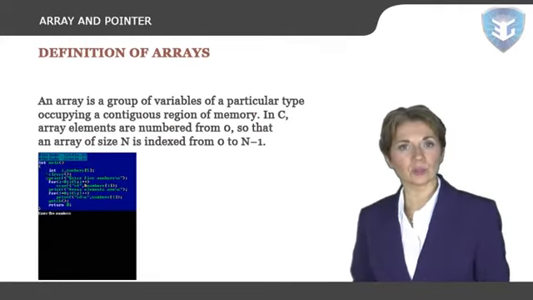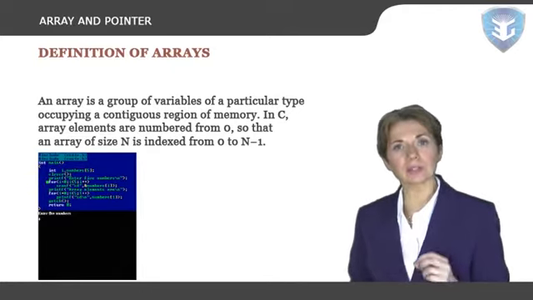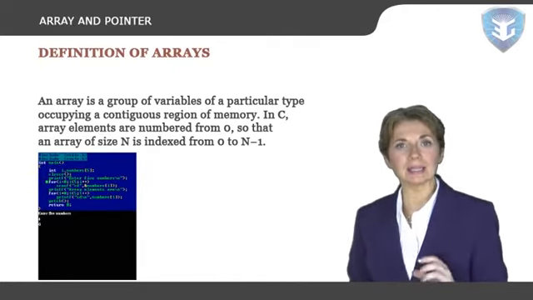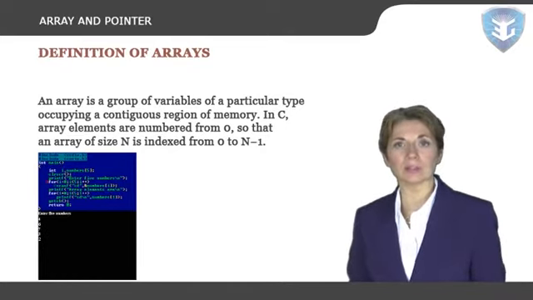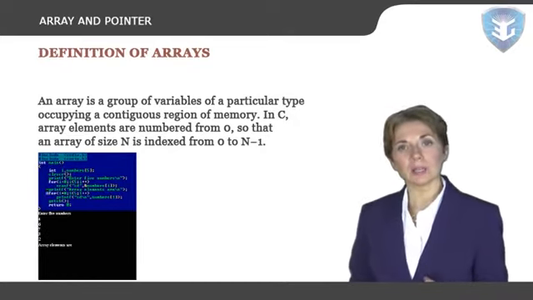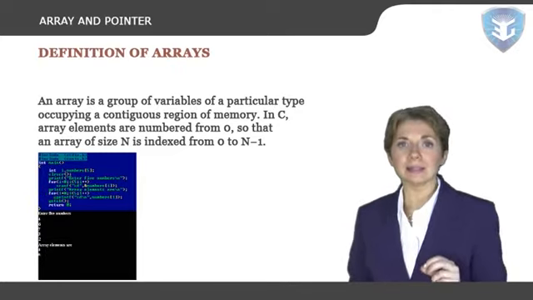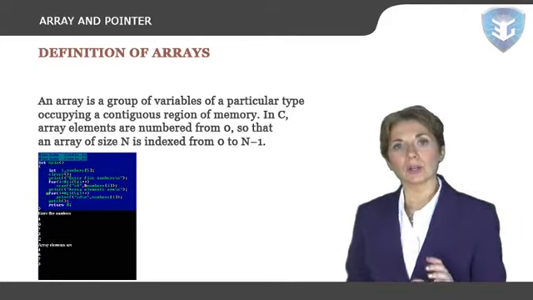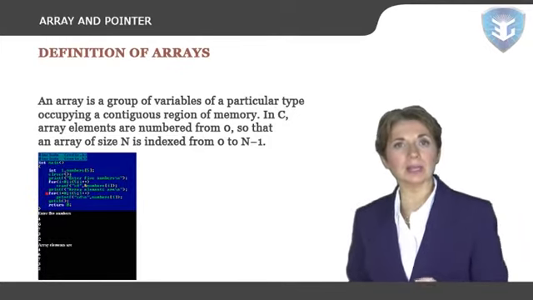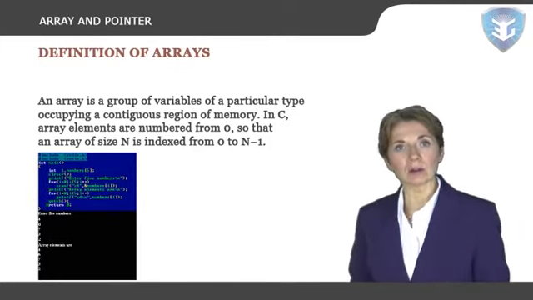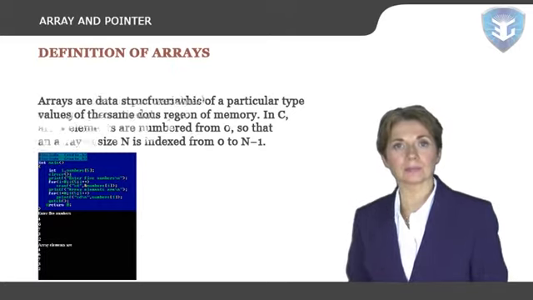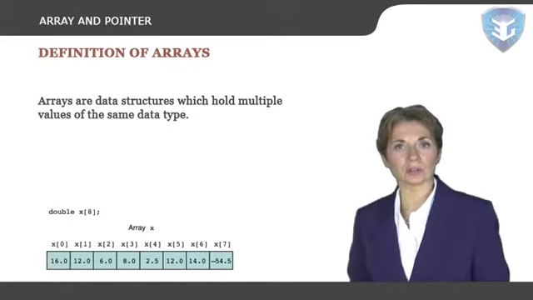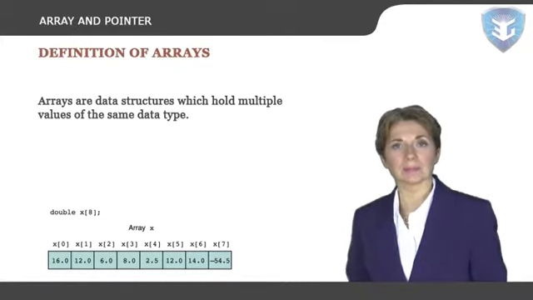An array is a group of variables of a particular type occupying a contiguous region of memory. In C, array elements are numbered from 0, so that an array of size n is indexed from 0 to n minus 1. An array must contain at least one element, and it is an error to define an empty array. Arrays are data structures which hold multiple values of the same data type.